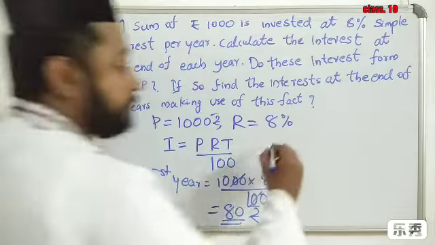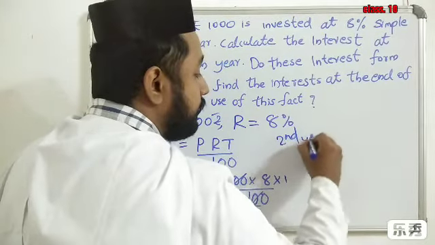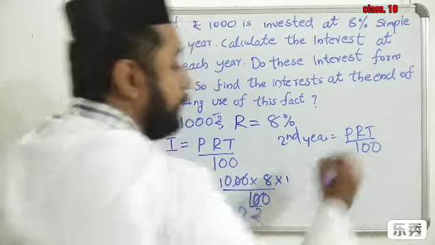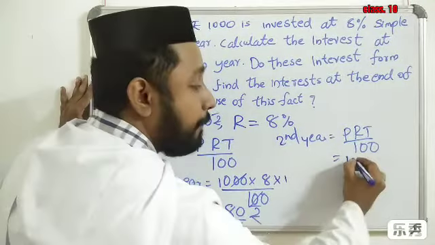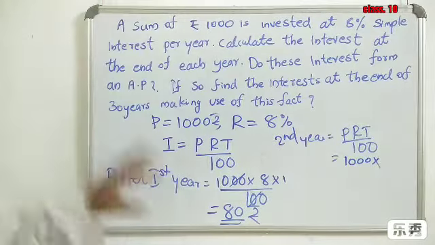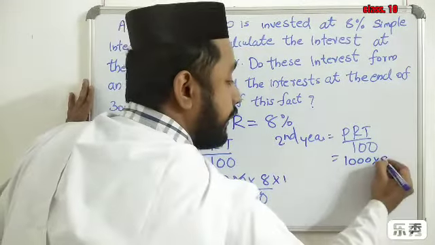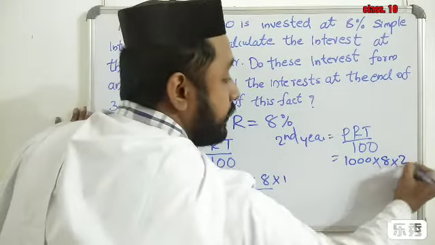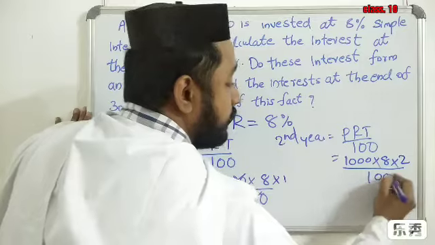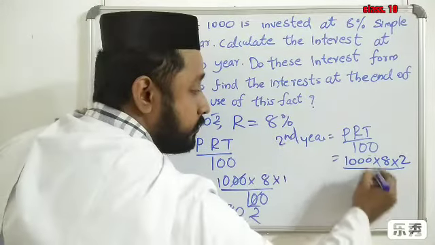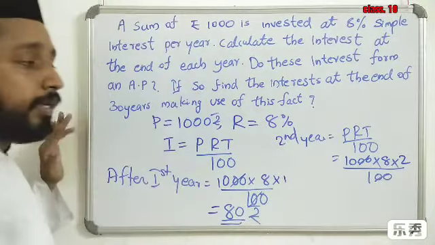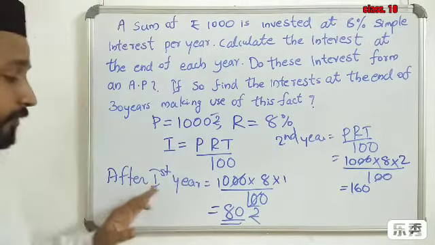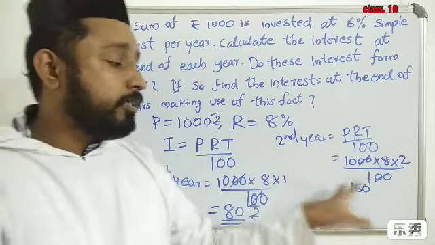After the second year, what will be the interest? PRT by 100, isn't it? Here P is 1000, into rate 8%, and after 2 years T is 2, by 100. We can cut these two zeros. Then 10 into 8 is 80, 80 into 2 is 160. So after the first year, we got 80. After the second year, we got 160.